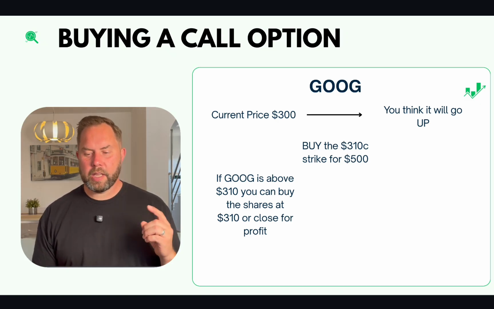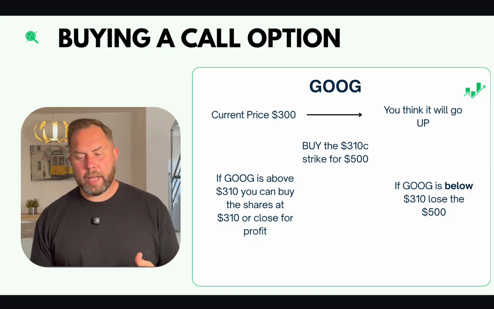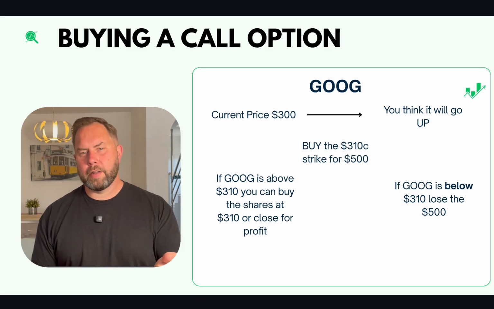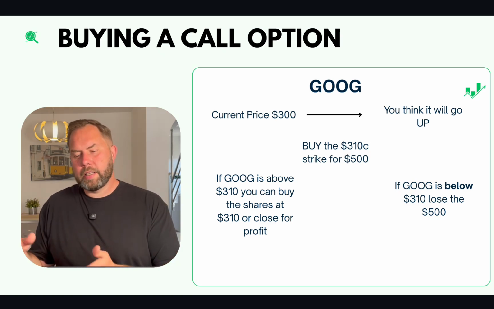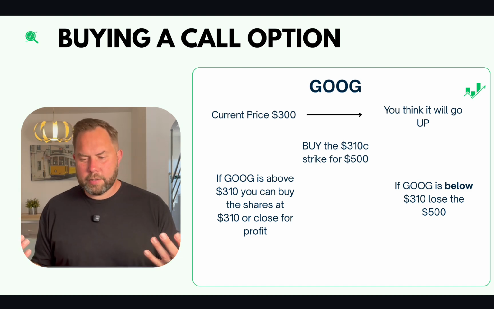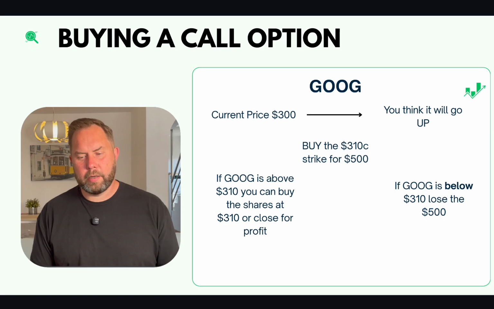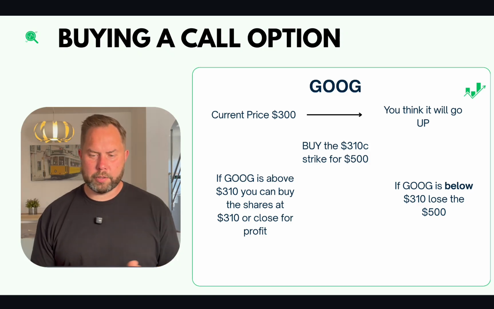If Google, however, is below $310 or some value of that, you're going to lose the $500 or some sort of portion of it. And there are different ways you can analyze how much you're going to lose. The closer you get to expiration, and if it's not even close to the 310, you're going to probably lose more and more and more as the time goes on. So let's say Google has a big spike right away, you probably want to close your option if you're up 20, 30, or 40%.